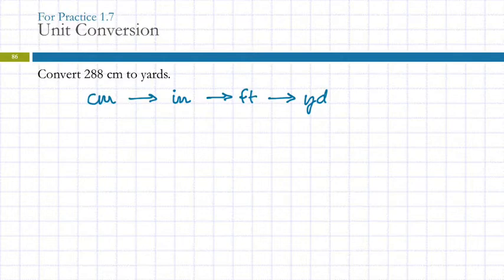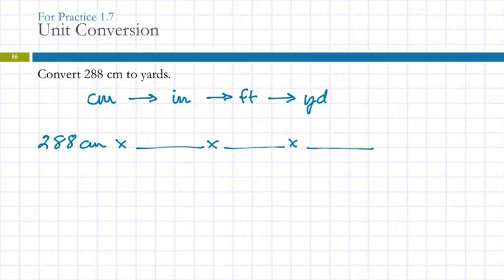I'm going to show you what to do. So we look at this and we count the arrows. There's three arrows. That means I'm going to use three conversion factors. So I'm going to start with my number, 2.88 centimeters. I have three arrows, so I'm going to have three conversion factors. I'm just going to write those out. I'm going to look at these units. These are the units that go on the tops of all these fractions. Centimeters to inches to feet to yards. So here I've got centimeters. This will be inches, feet, and yards.